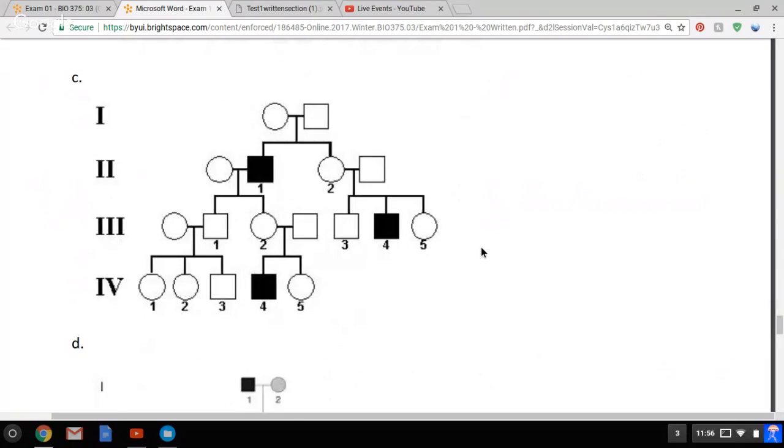For question C, this is an example of X-linked recessive inheritance. And I know this because more males are affected than females, and all the females are carriers. Like this one would be a carrier, this female would be a carrier, and this female would be a carrier.